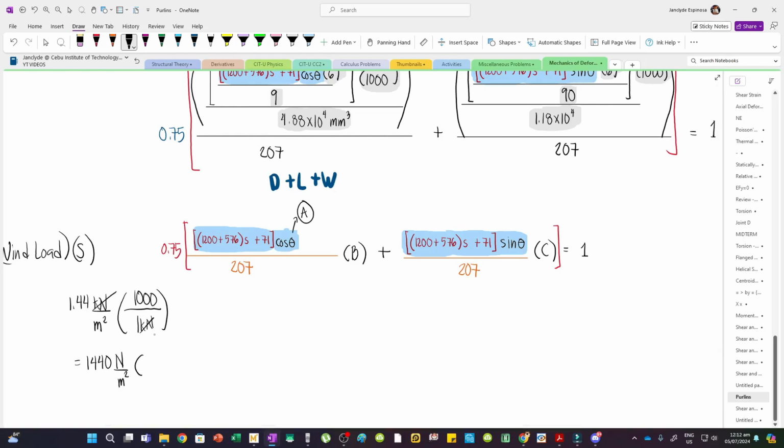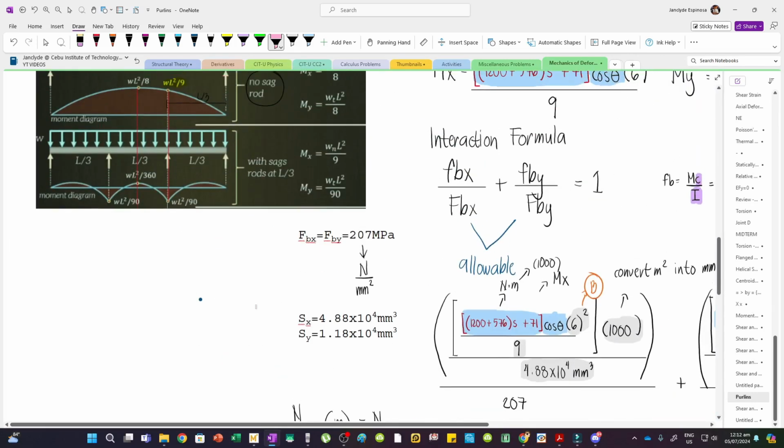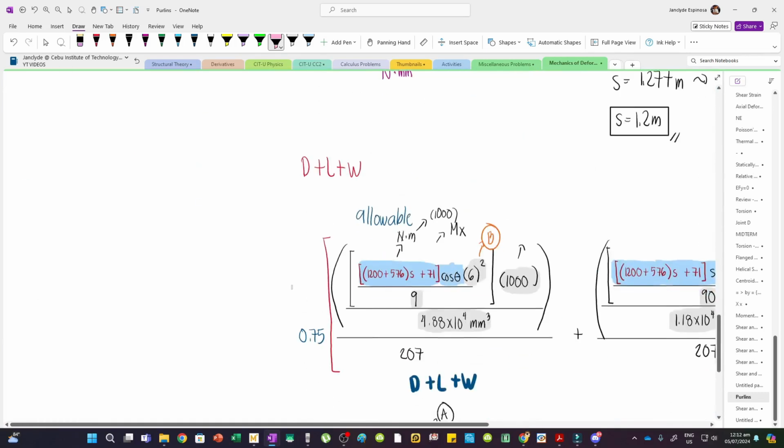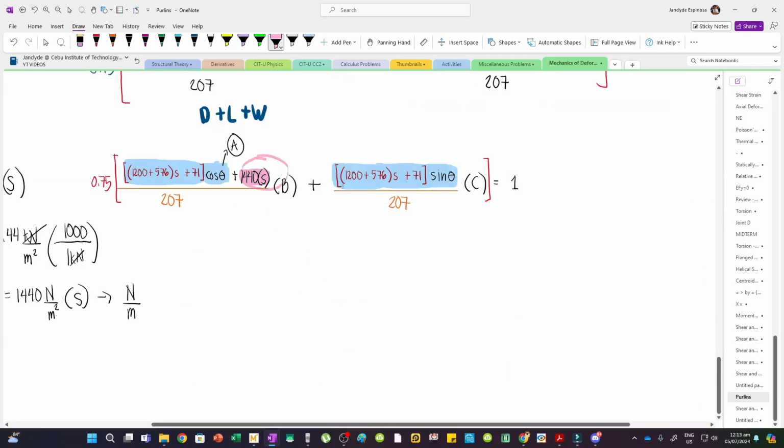And then we're going to multiply this by the spacing to convert it into a uniform load in newton per meter. And so just add plus 1440 multiplied by the spacing. Now, what's going to account for the bending stress is still the expression B. So this is what's new, 1440 multiplied by S. However, do not forget the coefficient, because we have a coefficient of 0.2 for the windward side. So here, you still need to multiply this by 0.2.